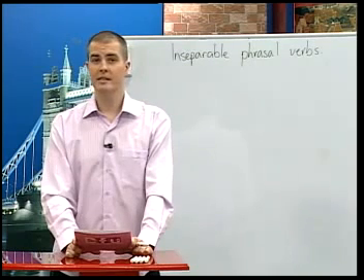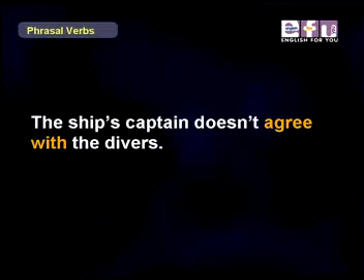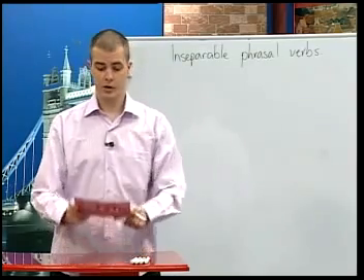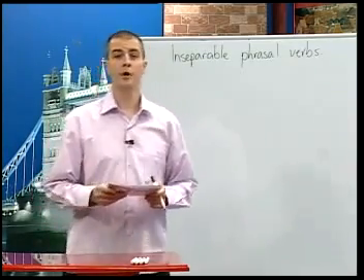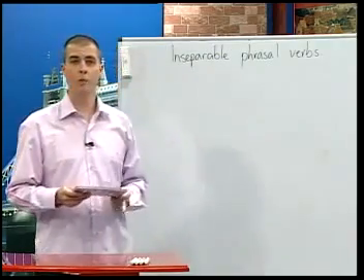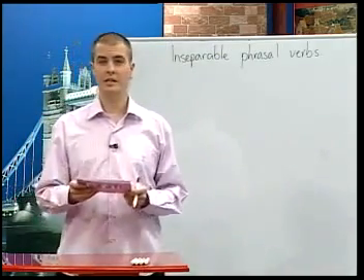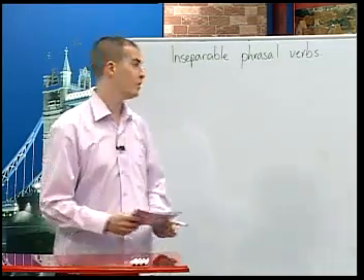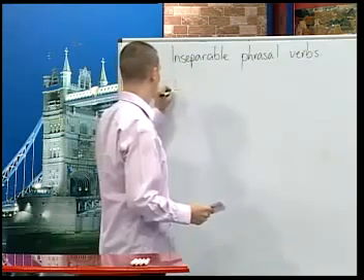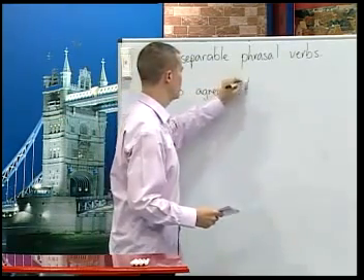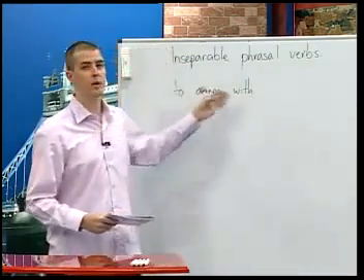For example, in sentence 1, preposition with follows the verb agree. Certain prepositions follow certain verbs. Some phrasal verbs are inseparable, meaning the preposition has only one possible position in the sentence. In most cases, it immediately follows the verb. For example, to agree with. I agree with you.